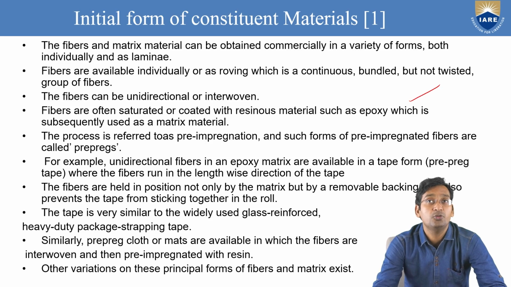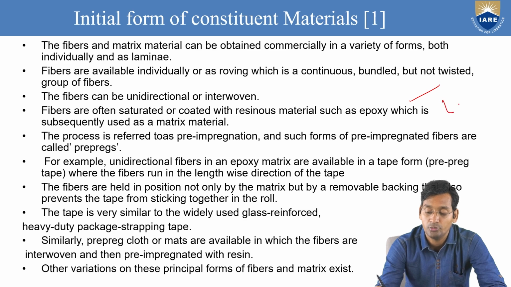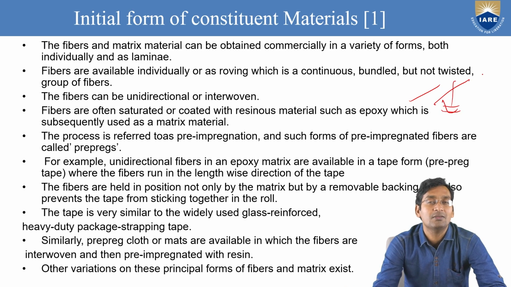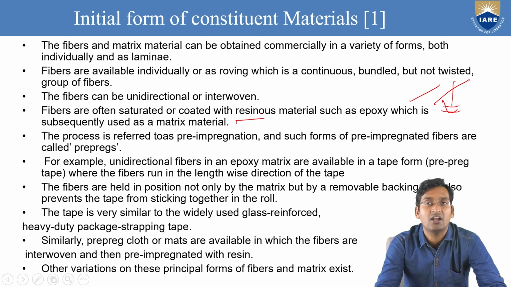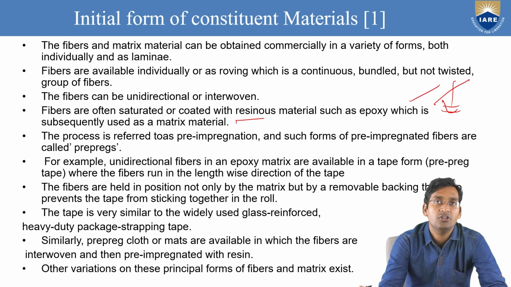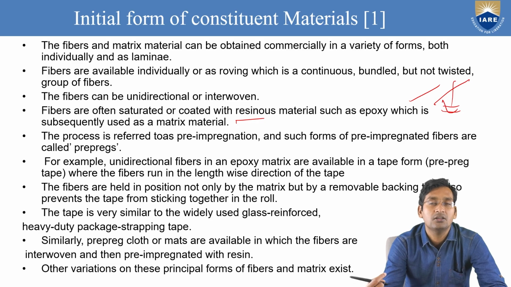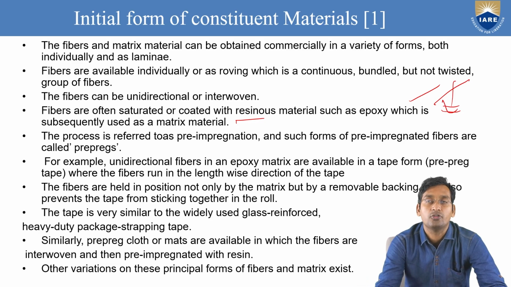The fibers can be unidirectional or interwoven. Already we have seen that interwoven means a cross-linked type, or they may be in the same direction. Fibers are often saturated or coated with resinous materials such as epoxy, which is subsequently used as a matrix material. So here epoxy, or resin, is also the matrix that we add with the fiber or reinforcing material. The resin we are using is epoxy.